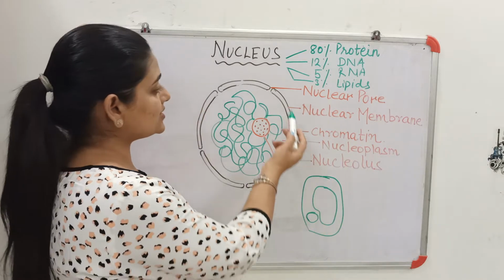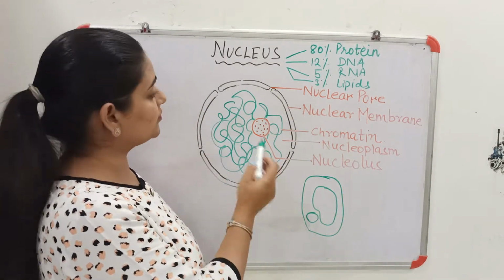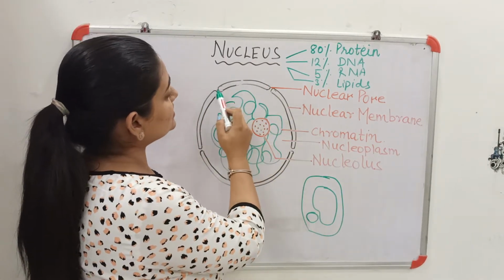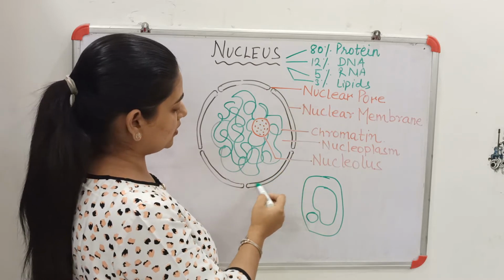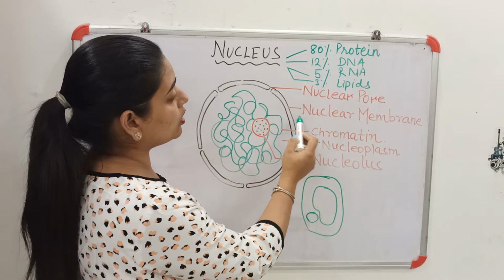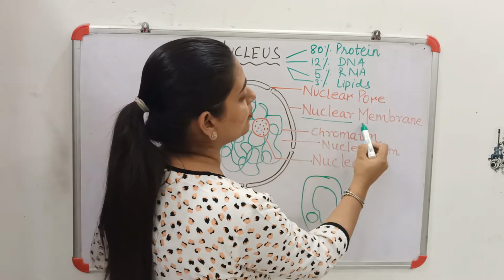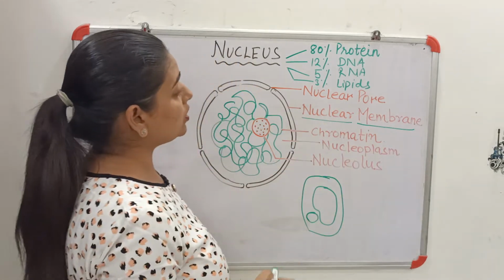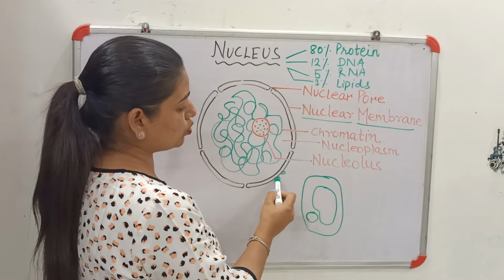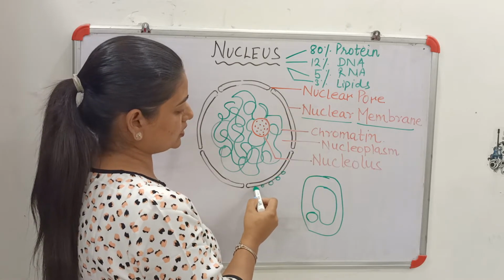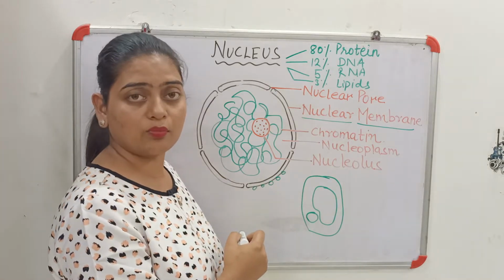Now, as you all can see the structure of the nucleus on the board, what is this? This is the double layered membrane of the nucleus, and we call it the nuclear membrane. Now, this double layered membrane has small ribosomes on the surface. The outer membrane contains ribosomes.